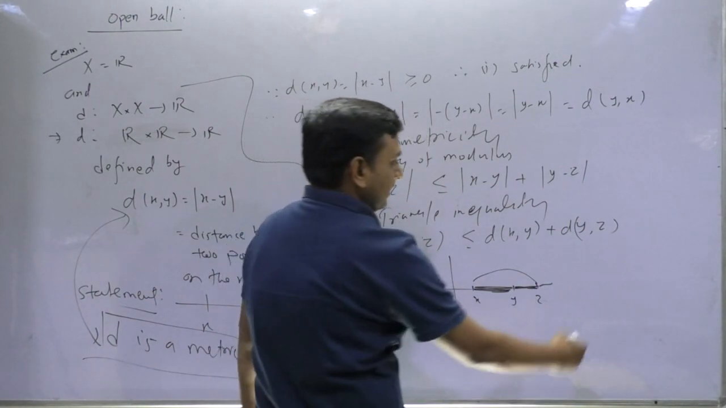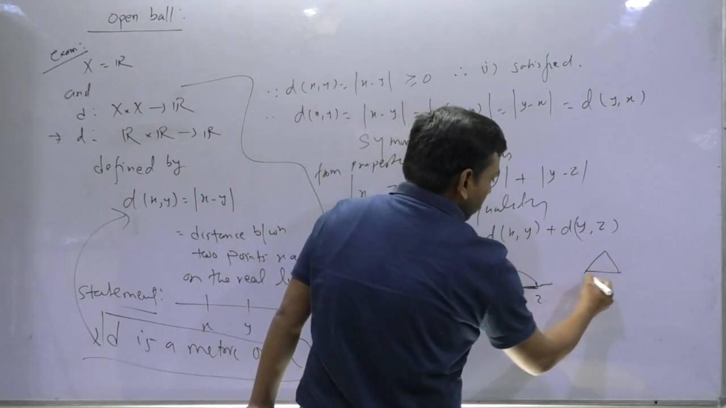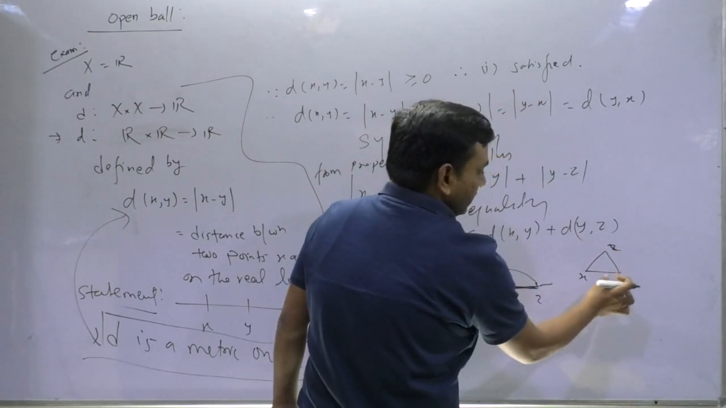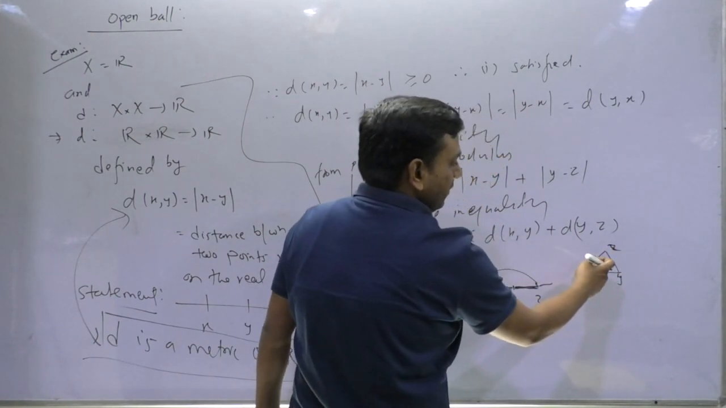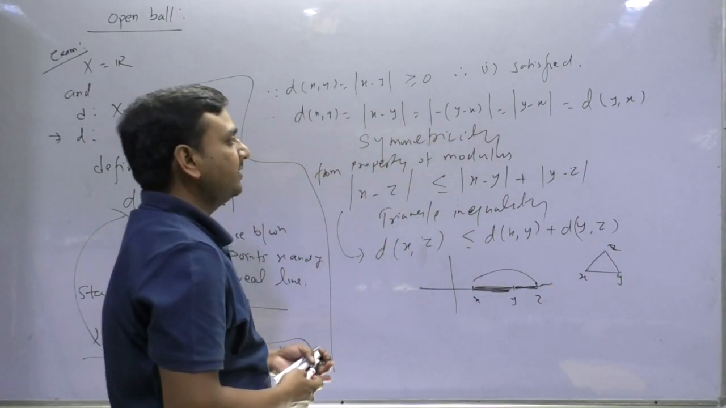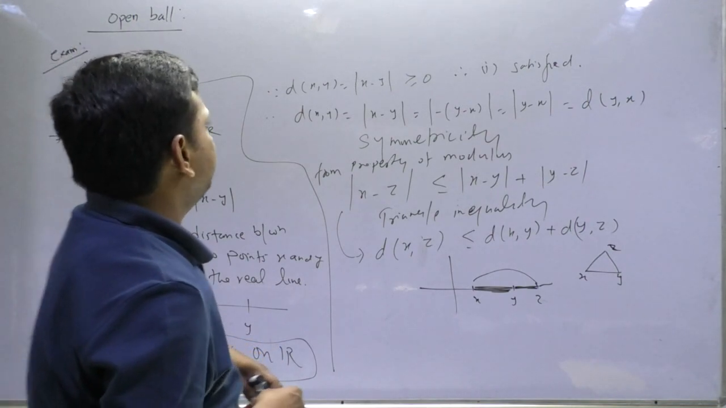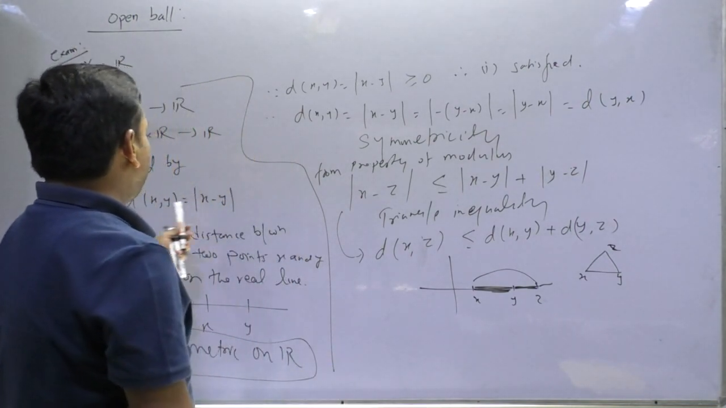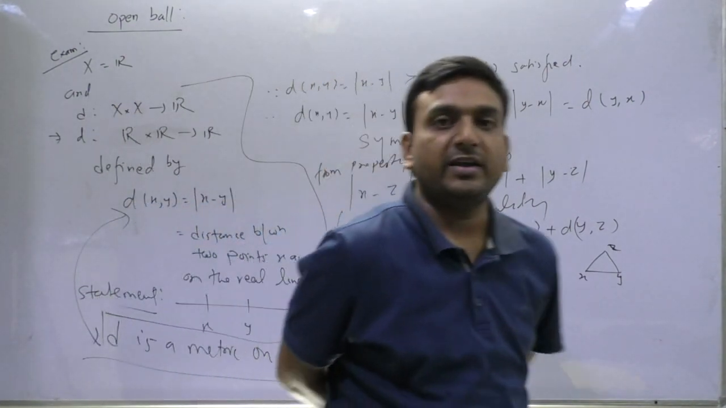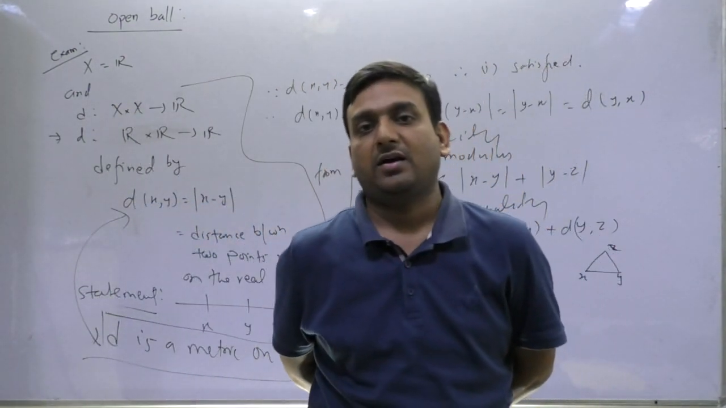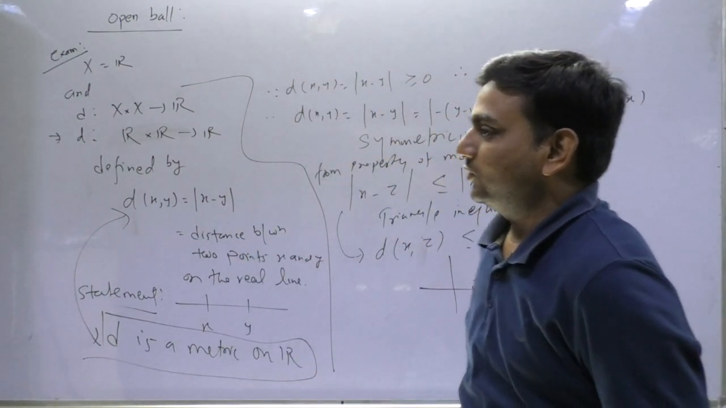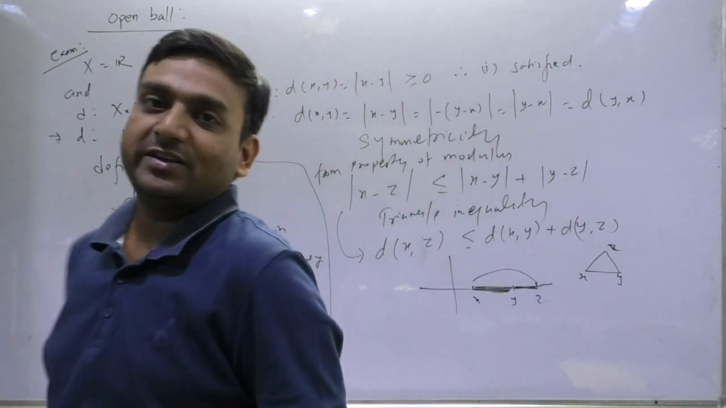So on the real line, for the triangle property, what did you say? If these are x, y, z, the sum of this side and this side will always be greater than or equal to the third side. Getting it? So what I can say is that this mapping d of x, y equals modulus of x minus y is a metric on R. R is what? The set of real numbers. So what am I going to do with this?